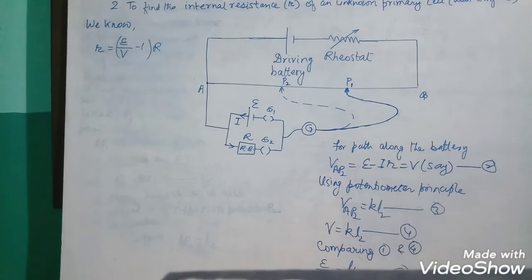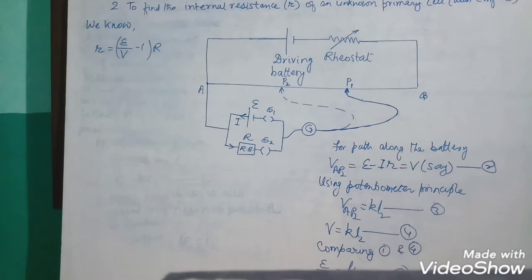Now students, in one of the lectures given by Anjani sir, you may have come across the relation small r equal to (E by V minus 1) into capital R. Now this is the relation that we shall be making use of in this lecture. So what we simply have to do is that from equation 5, we substitute the value of E by V as L1 by L2. When we put the value of E by V as L1 by L2 in this equation, we get the value of internal resistance r.